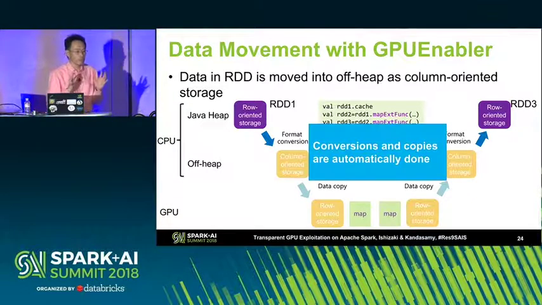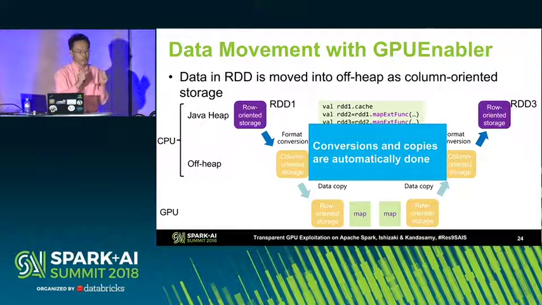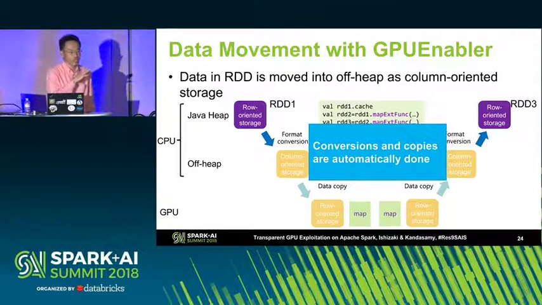So the important point is that these complicated processes are automatically done by GPU enabler. Therefore, the user doesn't need to take care of anything about this. These processes are hidden from the user. That means transparency, as we are saying.